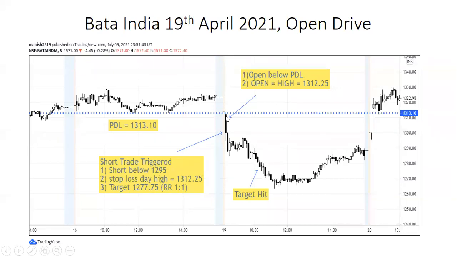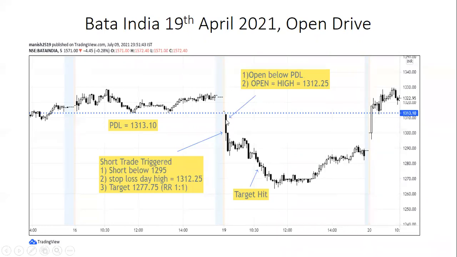Now, how to take a short trade? Go short below first candle low. First candle high is your stop loss. And what will be the target? Target will be the range of the first candle. How to calculate the range of any candle? Simple. Candle high minus candle low. So you will get the range of a candle. So take a short trade below first candle low, first candle high as stop loss. Target will be the range of first candle.